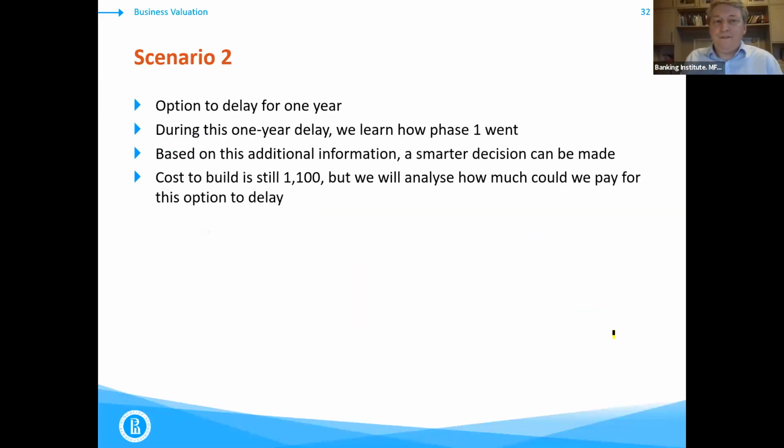But what if, wait, what if we can delay for 1 year? Maybe we should pay something, but we will not start the whole project right now. Maybe we'll buy a land plot or buy a license or start some preparations, invest something so that we will have this opportunity to invest in that. But we will just skip the first year. We will not operate in year 1. Okay? And after this first year, we will know what happens to this project, to this smart grid project.